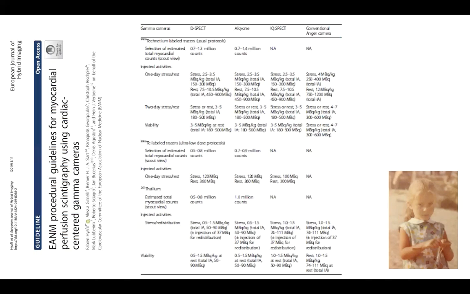Finally, according to these guidelines published by the EANM, I would like to underline that the use of this camera allows an incredible reduction of injected dose, so you can obtain the best ALARA principle for your scan and for your patient.